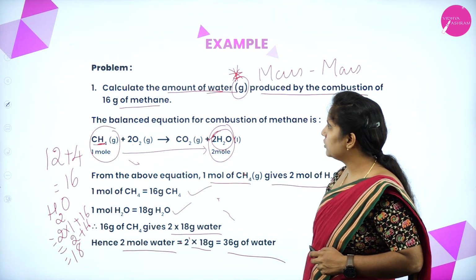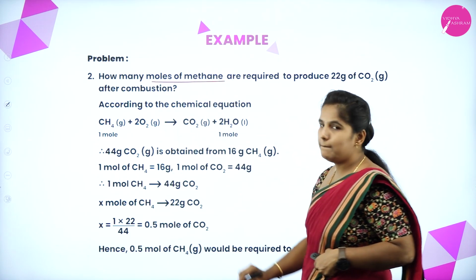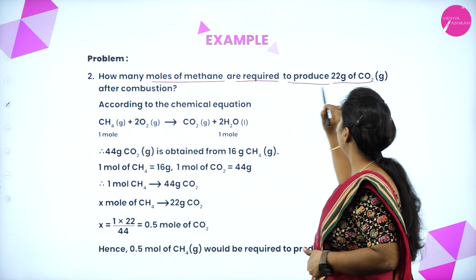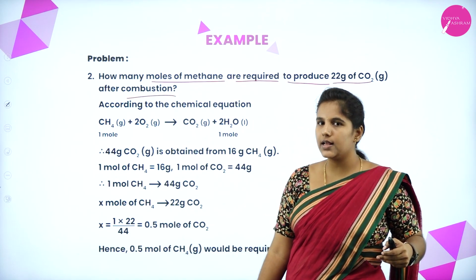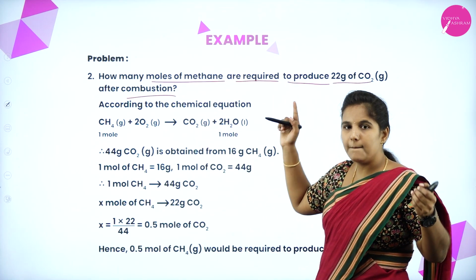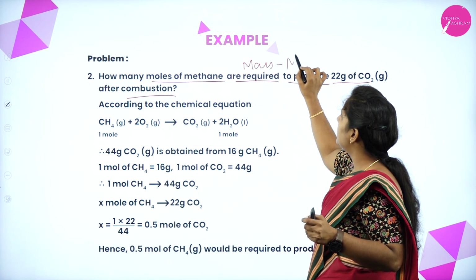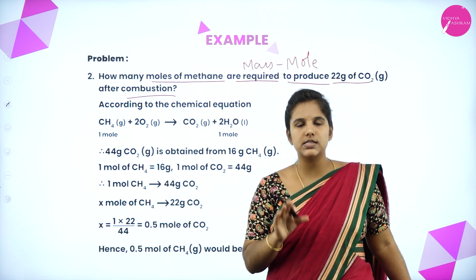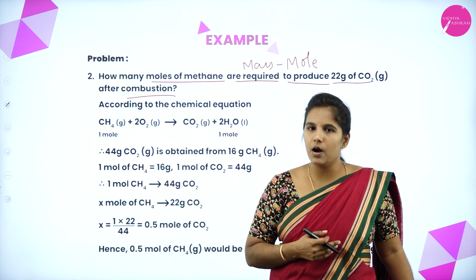Understood? Next we'll move on to the next problem, that is, how many moles of methane are required to produce 22 grams of carbon dioxide after the combustion? So what are they asking us to calculate? To calculate the moles. They have given the mass. So here we need to calculate the relationship between the mass and the mole. They have given the mass in terms of gram. We need to find out the mole.